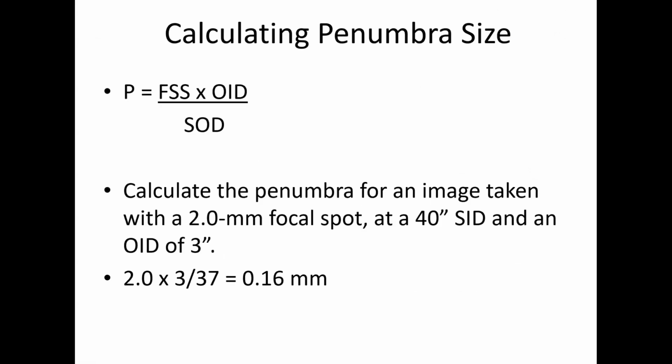And since we're talking about the penumbra, there is a formula for figuring out the size of the penumbra. I can almost guarantee you that this formula will not be on the registry. But just recognize that they're taking into account the focal spot size, that's the FSS, and the OID, and then the SOD, which is going to tell you the width of that penumbra, that blurred edge of your object in the image.